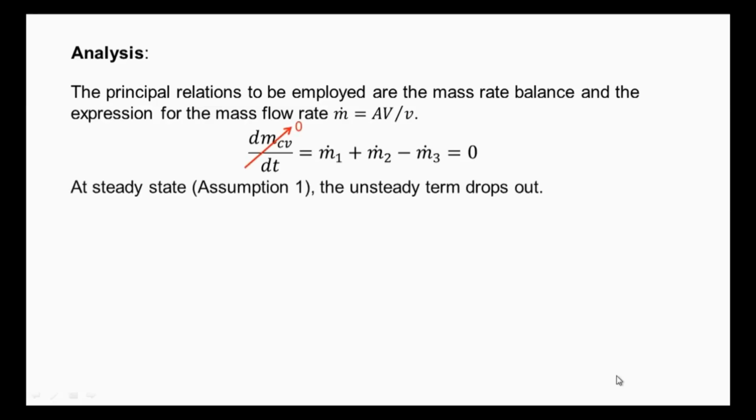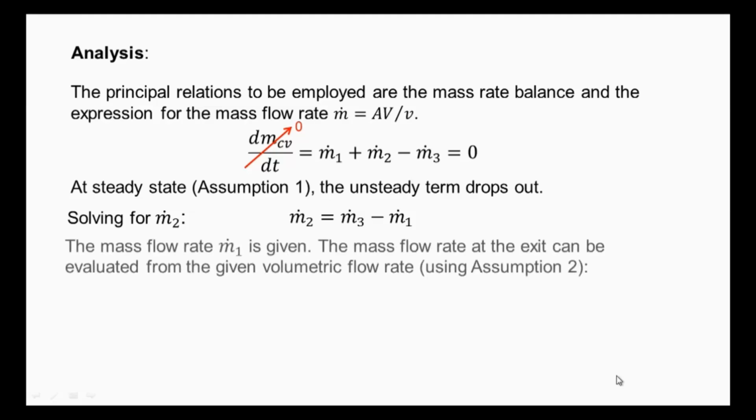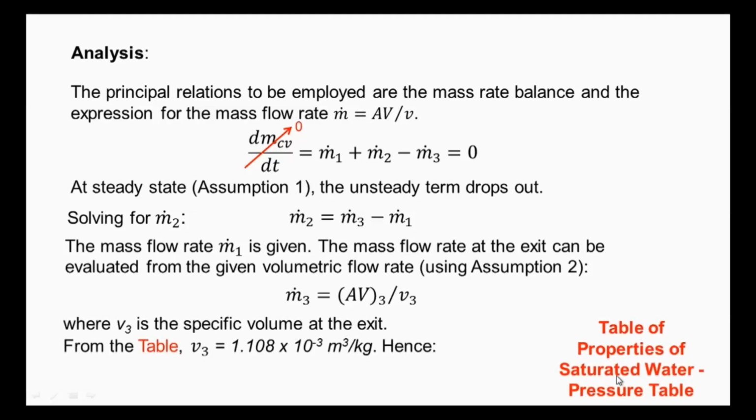At steady state, using assumption 1, the unsteady term drops out and the mass rate balance becomes that the algebraic sum of the inflows and outflows is equal to 0. Solving for m2 dot gives us the following expression. Now, the mass flow rate m1 dot is given. The mass flow rate at the exit can be evaluated from the given volumetric flow rate using assumption 2, where v3 is the specific volume at the exit.